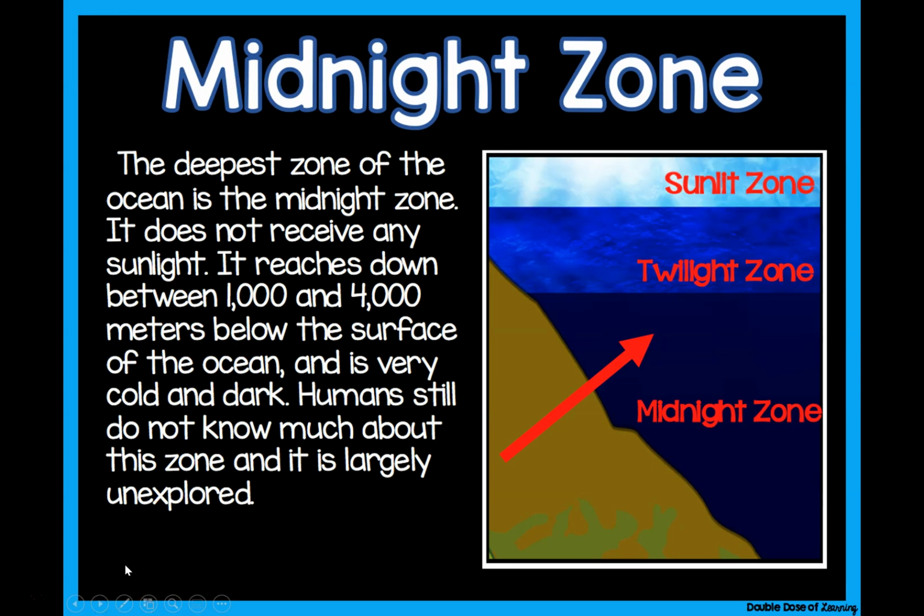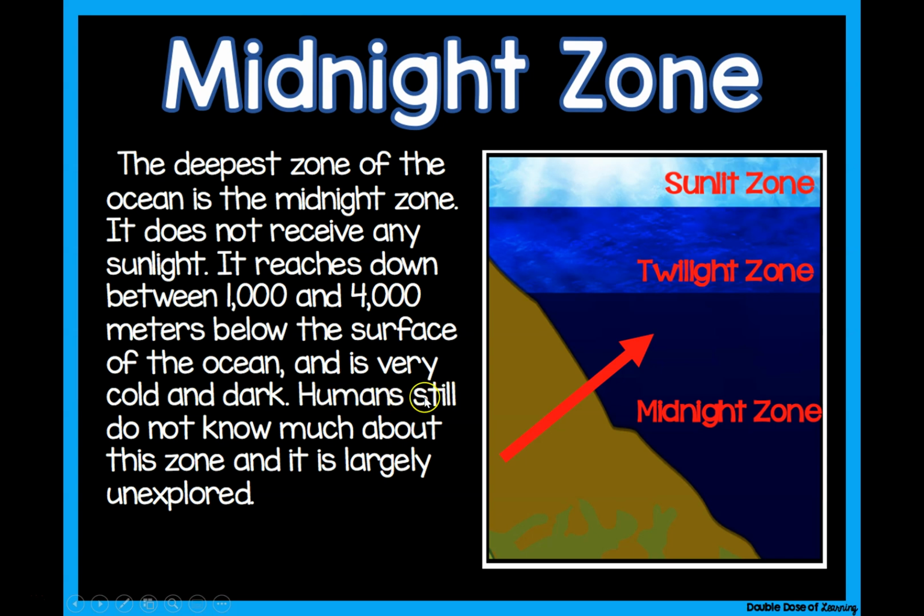And then the deepest zone of the ocean is the midnight zone. It does not receive any sunlight. It reaches down between 1,000 and 4,000 meters below the surface of the ocean and is very cold and dark. So it's even harder to survive down here, as you can imagine, than it is in the Twilight Zone.